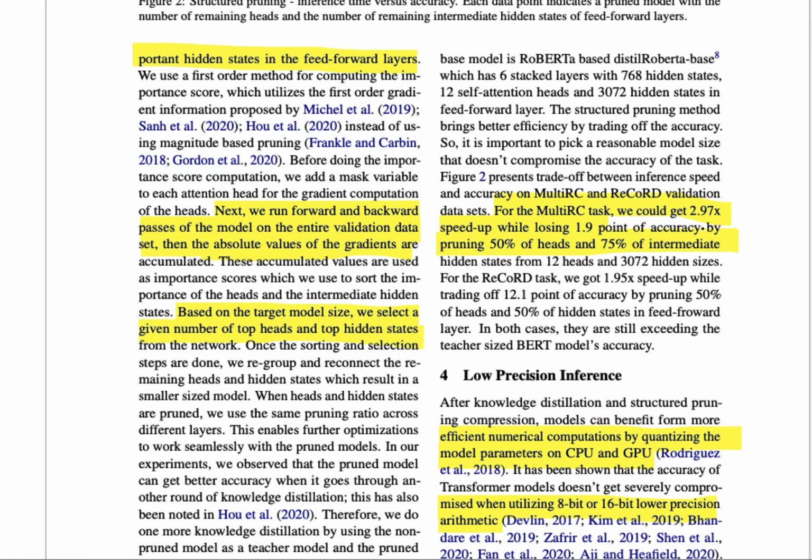On these datasets, they have shown a slight decrease in accuracy of around 1.9 points, but the inference time is improving by 2.97%. And the overall architecture of the model is reduced by 50% of the heads and 75% of the intermediate hidden states. So that's a significant improvement in terms of the inference time or in terms of the model size, but you are not losing too much on the accuracy.